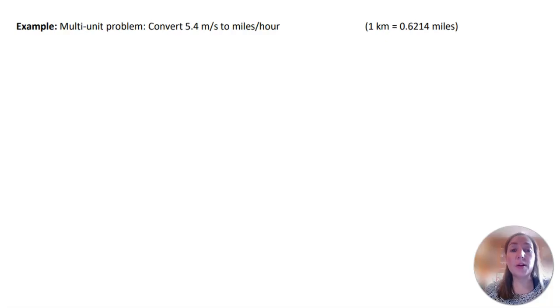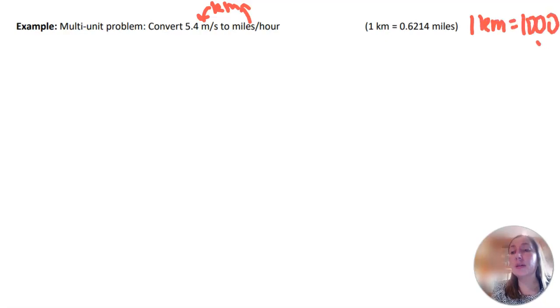Convert 5.4 meters per second to miles per hour. So here we've got units on the numerator and the denominator, and they both need to be converted. So we've got a conversion for miles to kilometers, but not straight to meters. So we'll have to go through kilometers. But we also know in 1 big kilometer that there are 1,000 little meters. So we can use that.